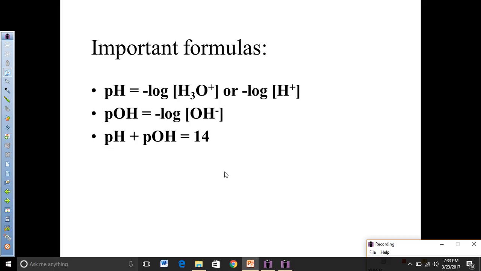So if you need to hit pause, or if you have the note sheet, you should be looking at it. So these are the 3 formulas. We're really not going to use this one right yet. We'll use that one in a couple of days. We're going to be using this one. They're technically the same thing.